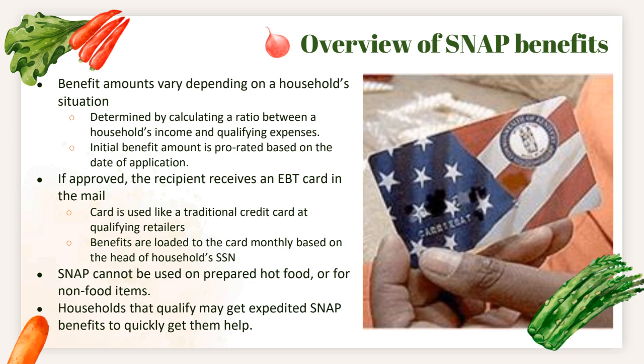Now, for folks that are in more dire situations, there is something called expedited SNAP benefits. That is a matter of whether you qualify for it or not. But depending on the household situation, they may qualify for expedited SNAP benefits, which means they'll get their card and their benefits more quickly than the traditional application timeline. We're going to talk about that in just a moment. But just as a general, high level overview, there is something available for folks to get benefits quickly if they are truly in need.